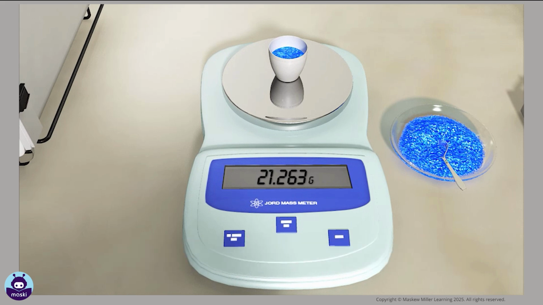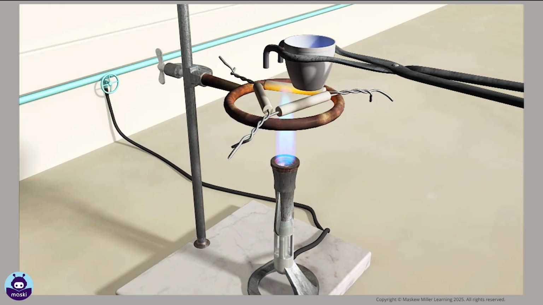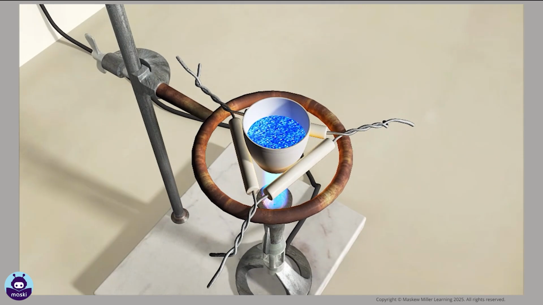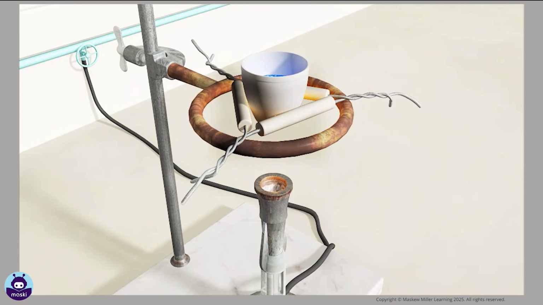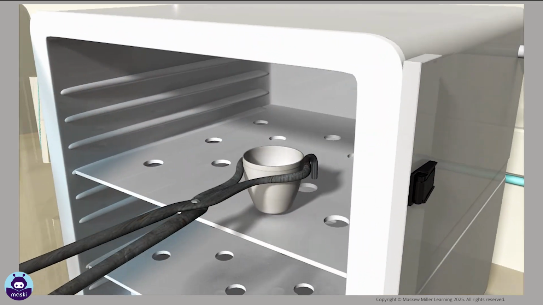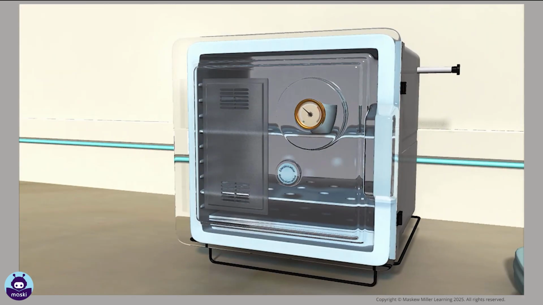The crucible containing the crystals is now placed in a clay triangle, which is then held in place over a Bunsen burner. The crucible is heated over a gentle flame for about 10 minutes, until all the water has evaporated from the copper sulfate. When the crystals change colour to a white powder, the burner is turned off, and the crucible is moved into a desiccator to cool. The white powder is anhydrous copper sulfate.